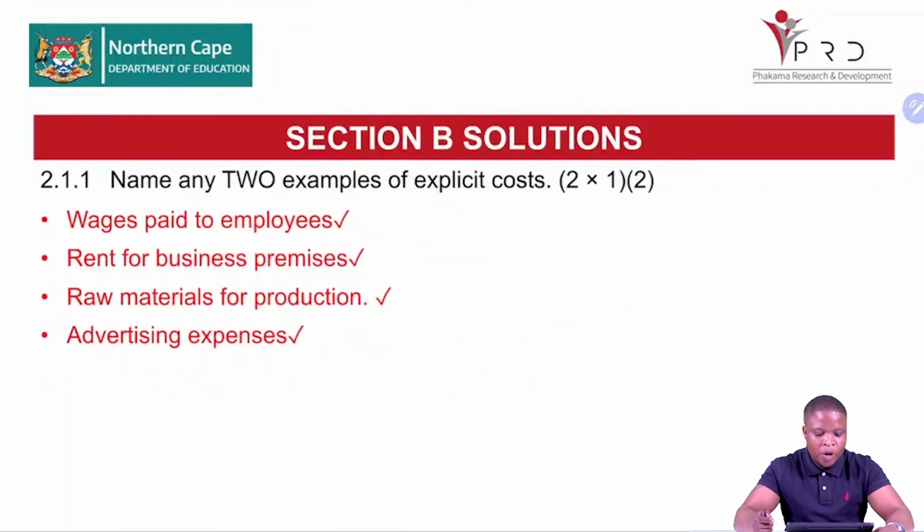What we have here: wages paid to employees, rent for business premises, raw material for production, advertising expenses. Anything that is an actual expense, you can include under explicit cost. Remember, you do not include depreciation, those costs that cannot be counted on the cash budget. So you include costs that are an actual cost.